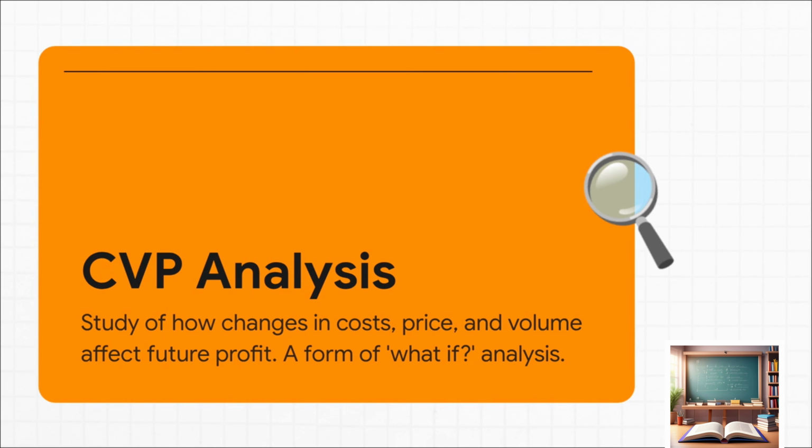Okay, so let's get the official definition up here. CVP analysis is the study of how changes in your costs, your prices, and the sheer volume of what you sell all ripple out and affect your profit. But at its heart, it's really the ultimate what-if tool. What if I raise my price by 50 cents? What if my rent goes up? CVP is what lets you model those scenarios and see the financial outcome.